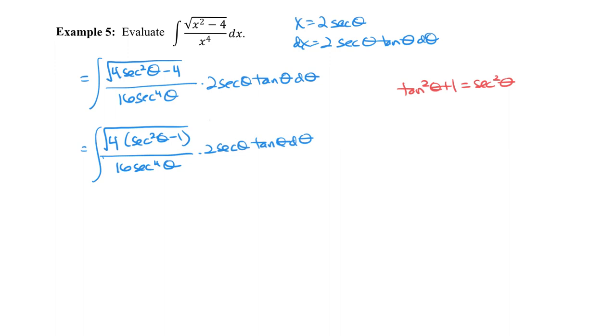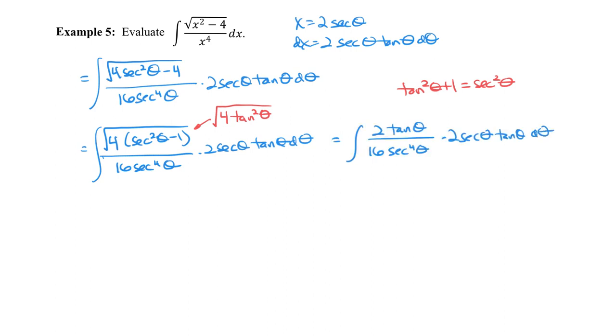So let me do it this way just to save a little bit of time. That's going to be 4 tangent squared theta under that radical, right? So can we just go right to 2 tangent theta? So this whole thing here is just 2 tangent theta. This will give us, in the numerator, 2 tangent theta. And then down here we've got 16 secant to the 4th theta. Then out here we've got times 2 secant theta tangent theta d theta. All right, so let's start canceling now.